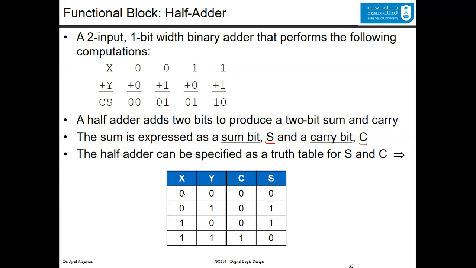If you add 0 and 0, watch where is the sum. If you add 0 and 0, then the sum is 0 and the carry is 0. If you add 1 plus 0, then the sum is 1 and the carry is 0. If you add 0 plus 1, then the sum is 1 and the carry is 0. And the last row, if you add 1 plus 1, then the sum is 0 and the carry is 1. So you notice that we have 2 inputs and we generated 2 outputs.